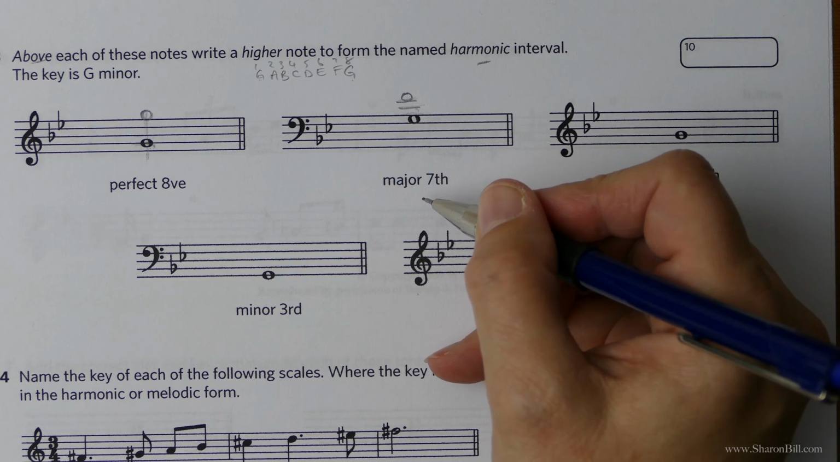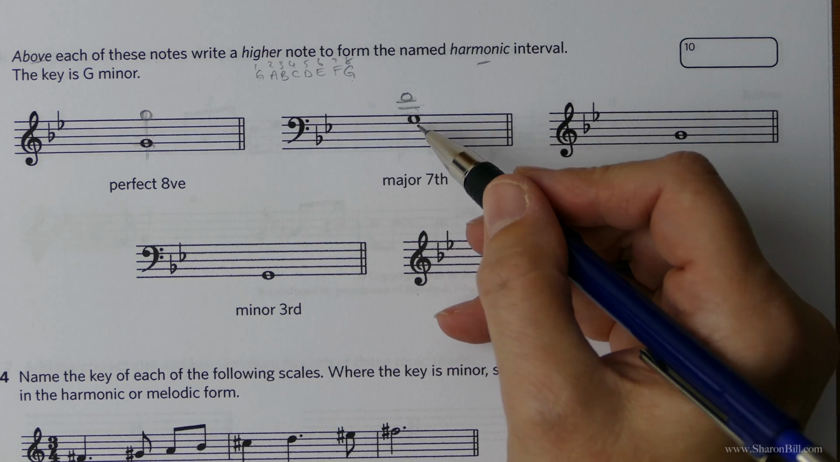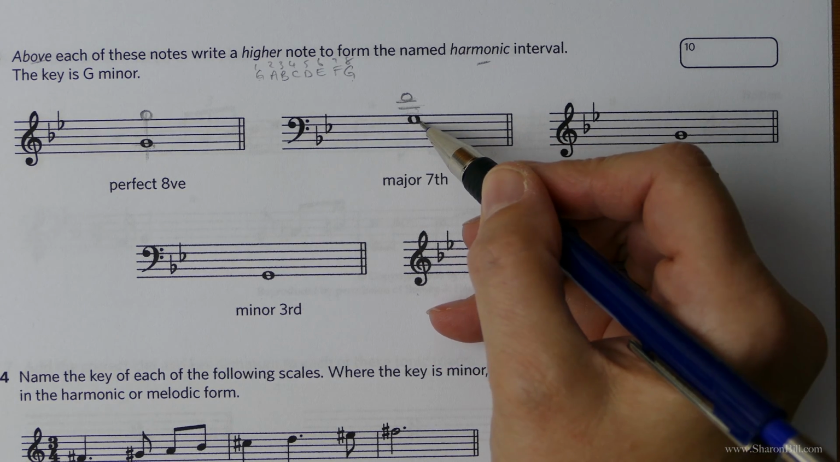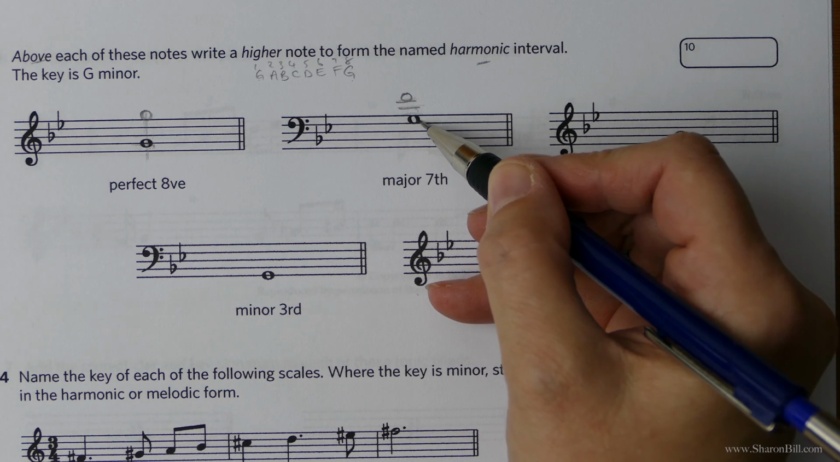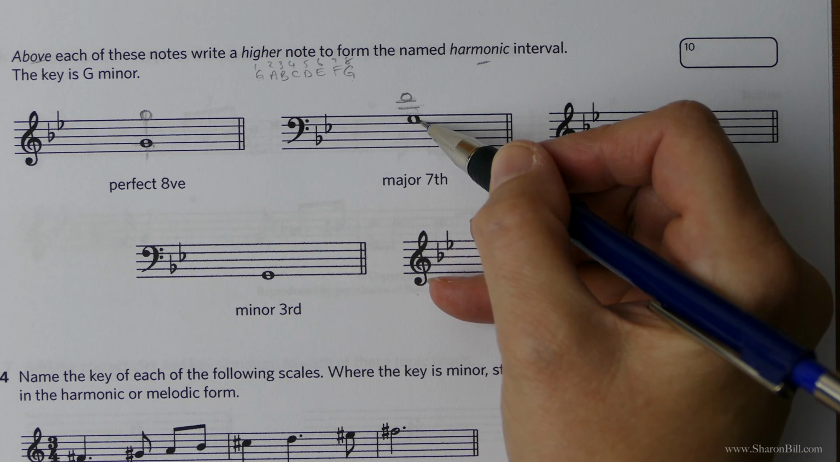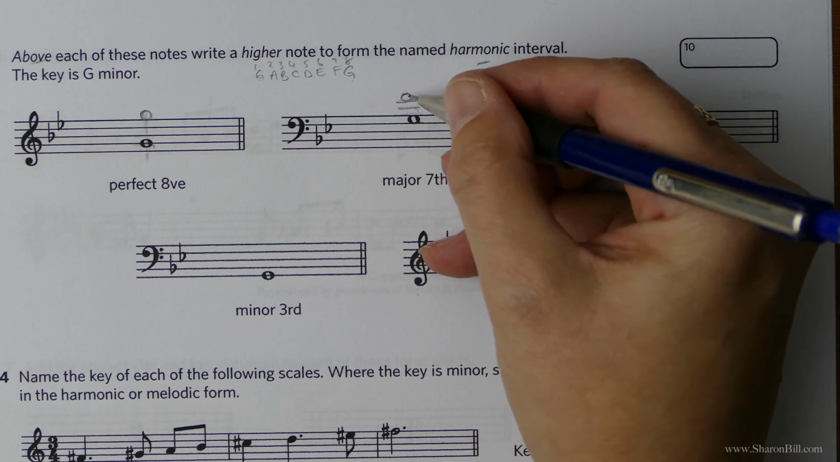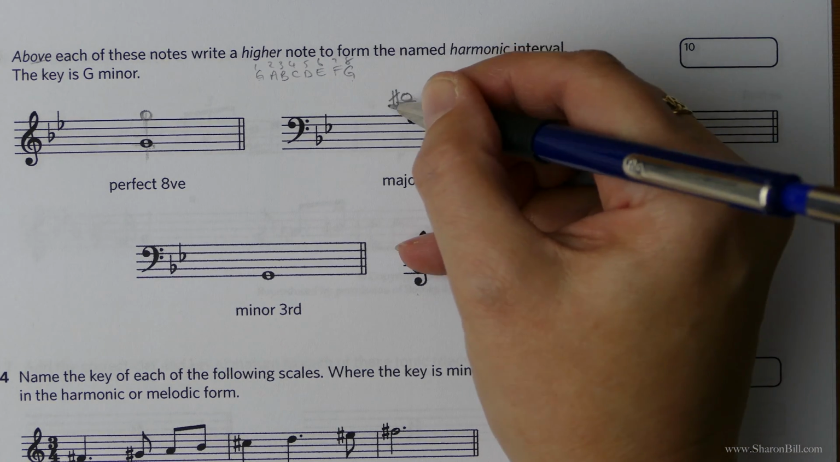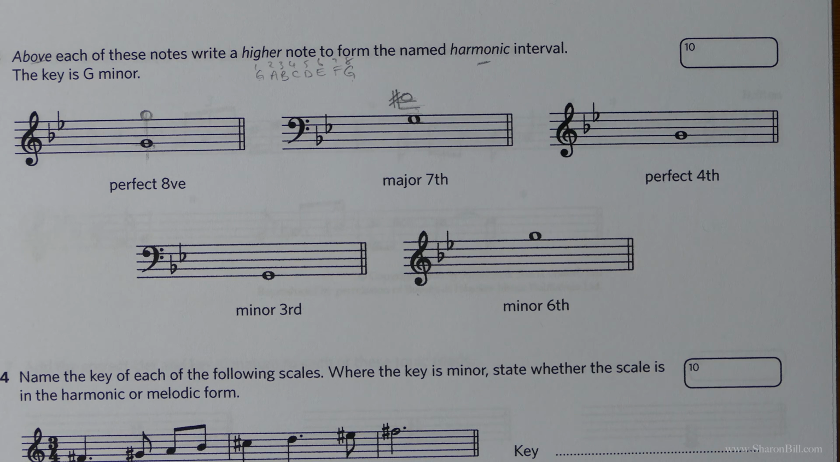However, now we need to make it into a major seventh. So if we're counting G as our key note, or our tonic, G major would have F sharp. So in order to make this a major seventh, we need to add a sharp sign.